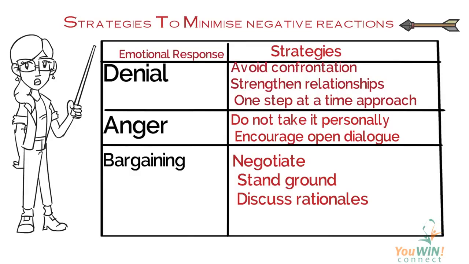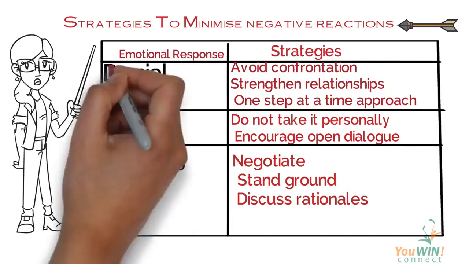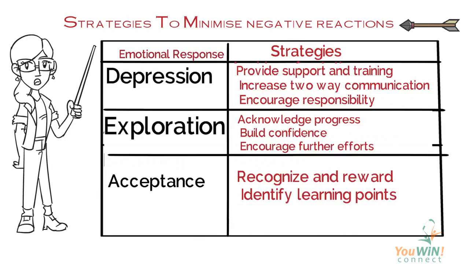Some staff will come bargaining. Try and negotiate with them, but stand your ground and then discuss rationales. If some people are depressed, then you need to provide support and training, increase two-way communication, and then encourage responsibility. Some people would accept your change projects; recognize and reward these people, and identify their learning points.